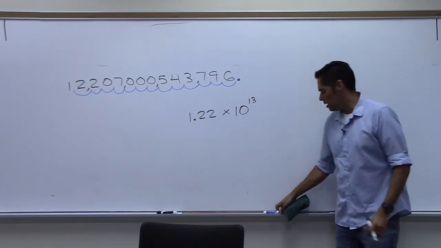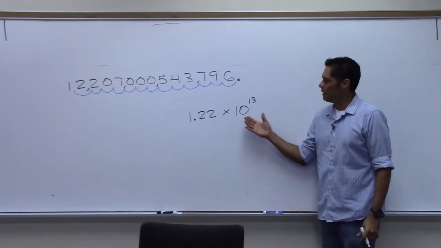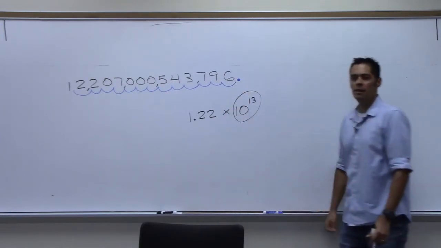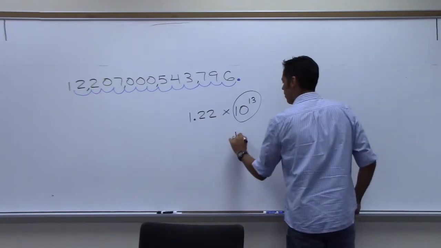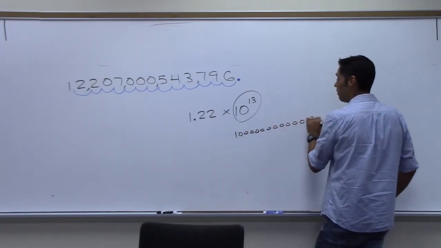That's the scientific notation. And I think a lot of people don't realize that 10 to the 13th is just a number, isn't it? It's a 1 with 1, 2, 3, 4, 5, 6, 7, 8, 9, 10, 11, 12, 13 zeros.